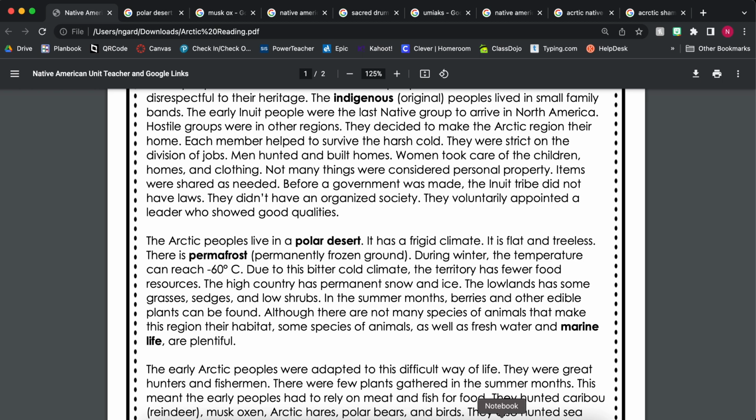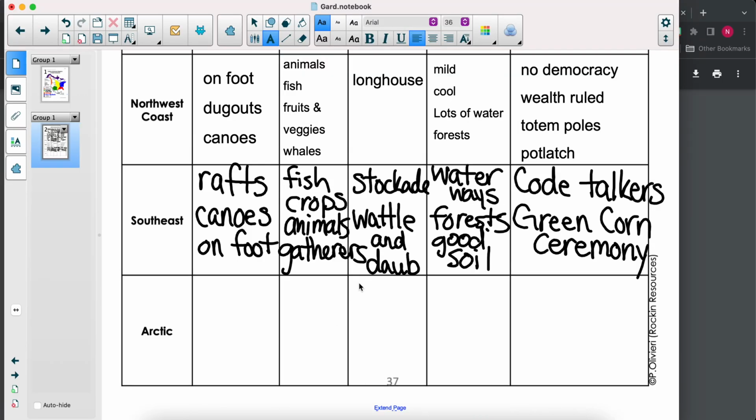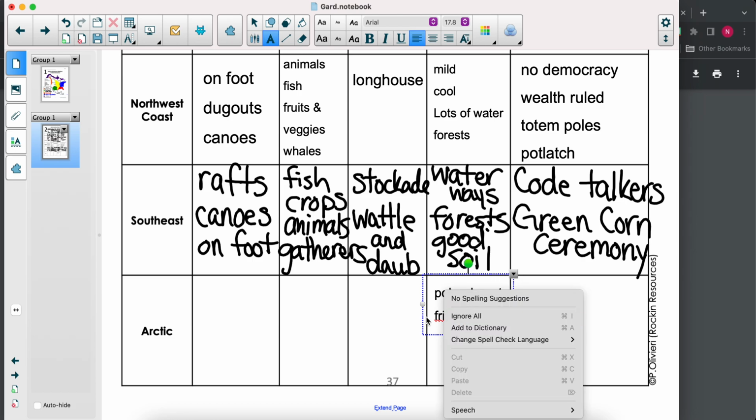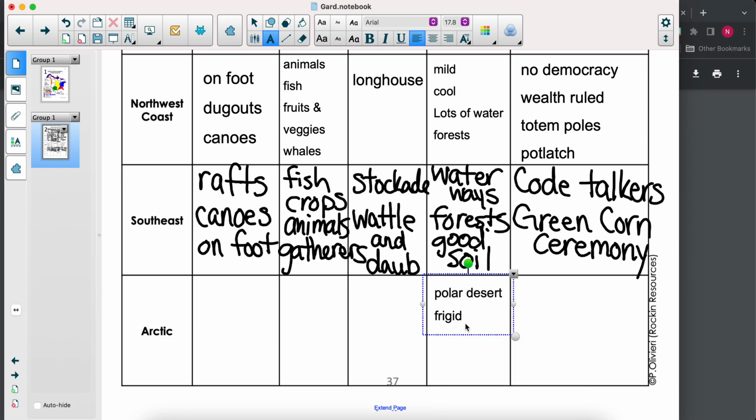So let's stop here for just a second and fill in what we know. So first off, for environment, we can say polar desert, right? Super cold, no trees, flat land, super duper cold. And we could even say frigid. Let me spell it right. There we go. Frigid. Okay.